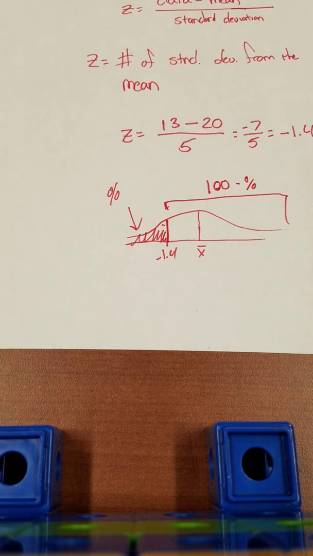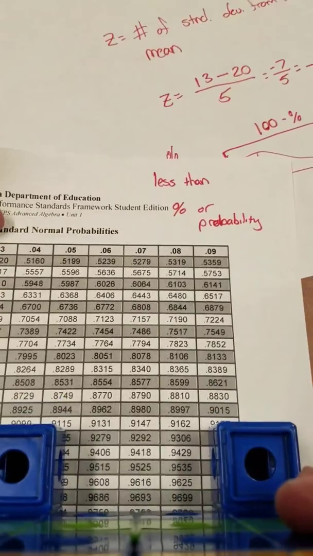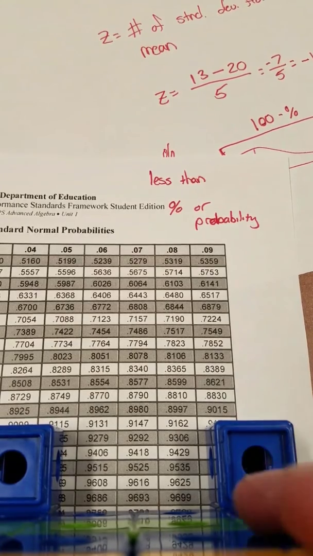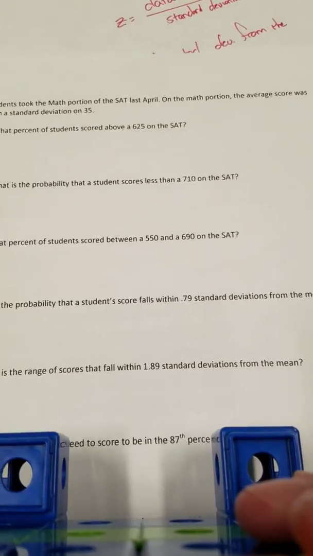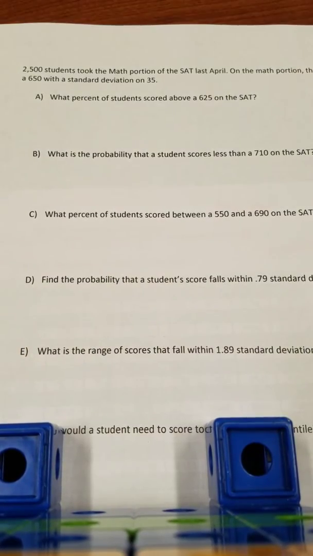Let's just jump into a problem and see where we can go. Also, the reason I told you to write percent or probability at the top of this: if you see the words percent or probability, it means you're using the chart. If you do not see percent or probability, you're not using the chart. All right, so I've created a problem. I know you don't have it. I apologize. Write down the important pieces of this.